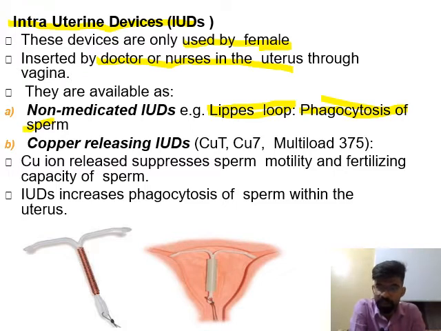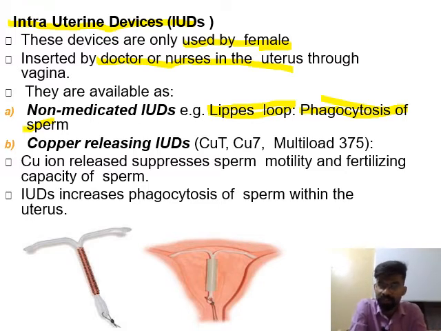And the second is copper-releasing intrauterine devices. As the name indicates, copper T, copper 7, or Multiload 375 are some copper-releasing intrauterine devices. They release copper. The function of copper ions is to suppress the sperm movement. The movement of sperm in the female body will be suppressed by these copper ions. The sperm will not reach the fallopian tube area, so fertilization will not take place.